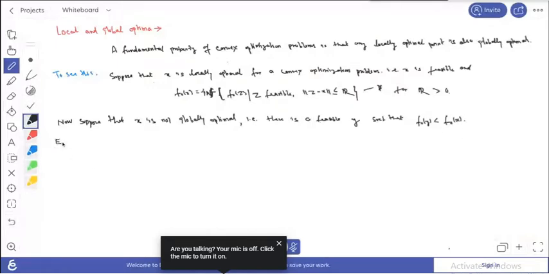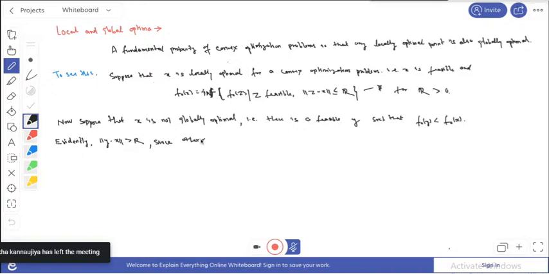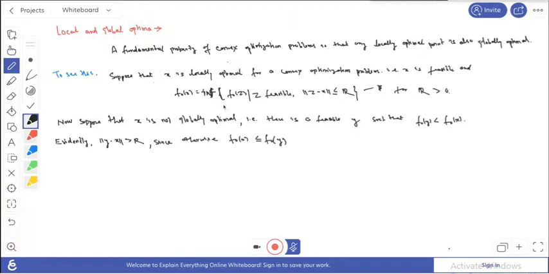Evidently the norm of y minus x is greater than r. Otherwise f naught of x is less or equals to f naught of y, because if this condition is satisfied, with norm of y minus x less or equals to r, then this is your infimum. This means any other y which is not your local minimum belongs to the domain where norm of y minus x is greater than r.